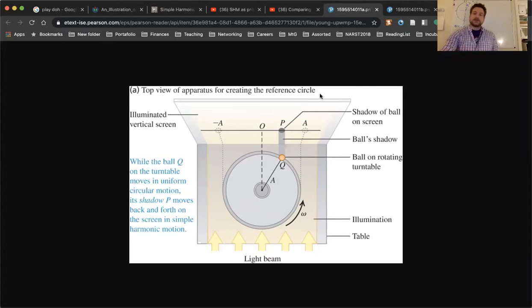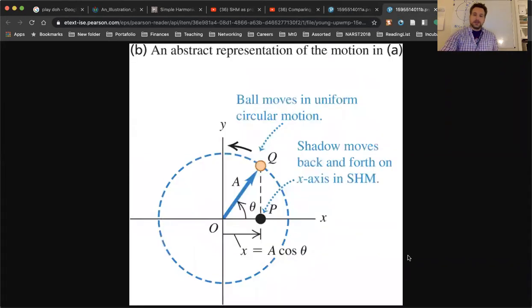Okay, so here's the scenario. We've got a ball or some kind of object engaging in circular motion with a radius, in this diagram, a radius a, and the shadow, if the light is coming from above, is on the x-axis, and we know the function, or a function, for the x-coordinate of that point. It's the hypotenuse times the cosine of the angle.